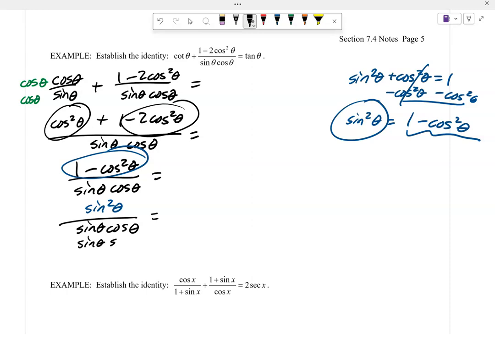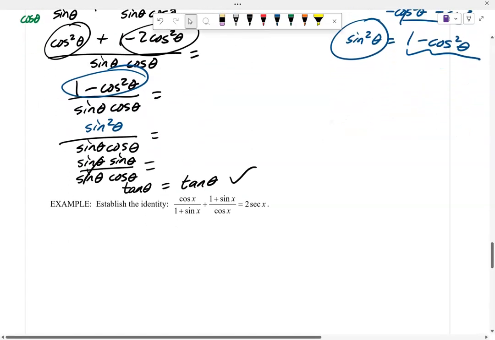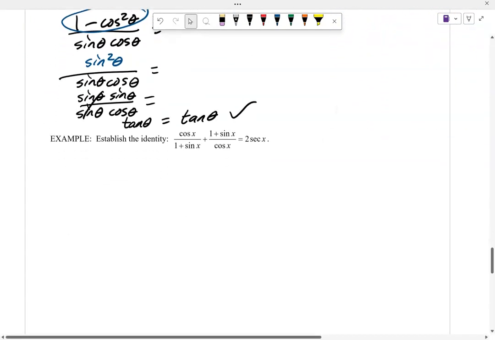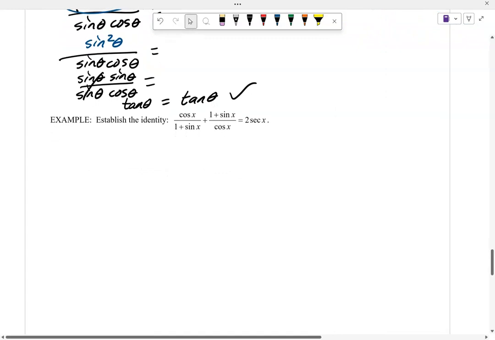I'll write it sine times sine on the top, and then we got a sine times a cosine on the bottom. So one of the sines cancels. So we're just left with sine over cosine. Well, guess what? That's tangent. So tangent, and that's where we want to get to, is equal to tangent. So we finished that nicely. Again, that was getting a common denominator. This next one also will want us to get a common denominator.